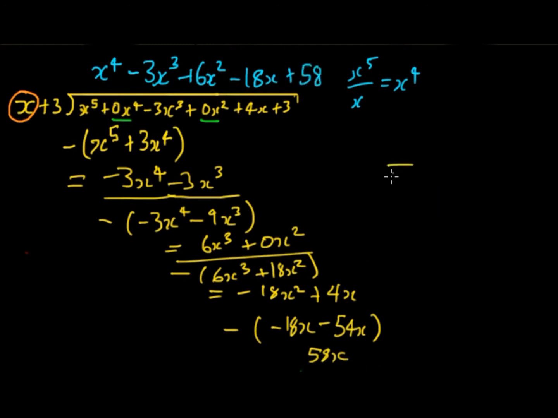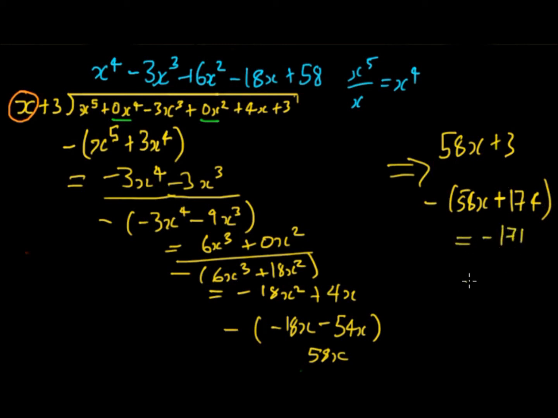And then I'll just go up here because we're going to run out of room. So 58x plus 3, minus 58x minus 174. Then it becomes, that's a positive here, because 58 times 3 is positive. So you have 58x plus 174. Then the minus becomes minus 174 plus 3, which gives us a negative 171. Our remainder is equal to negative 171.